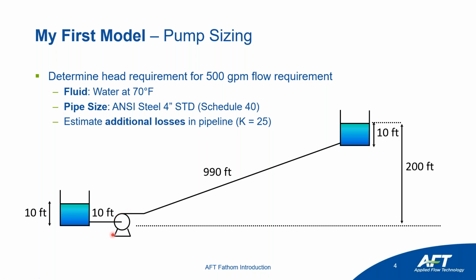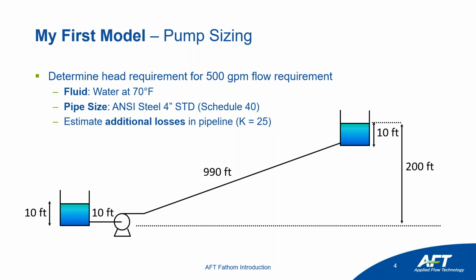In our case, we need to size this pump, and we're going to be sizing it for this 500 gallon per minute flow requirement. So we have 500 gallons per minute that we want to send from this lower tank up to this upper tank. Our fluid is going to be water at 70 degrees Fahrenheit. We'll touch on the different fluids available in our software. The pipe size is going to be ANSI steel with a 4-inch standard schedule.